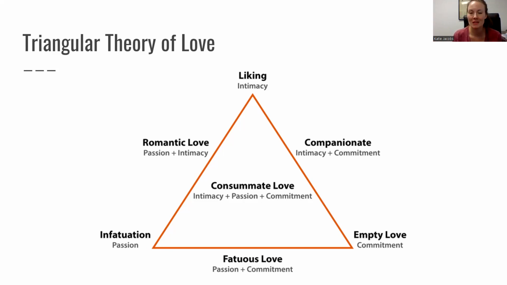They have passion and commitment. I always butcher this one. So it's fatuous love. And then if you have all three, which Sternberg would say is the gold star of the types of love, you have emotional closeness, a sexual relationship, and commitment to that partner. This does not apply to everyone, but this is just one theory of love that's out there for sure.